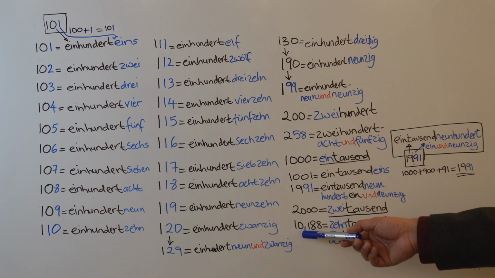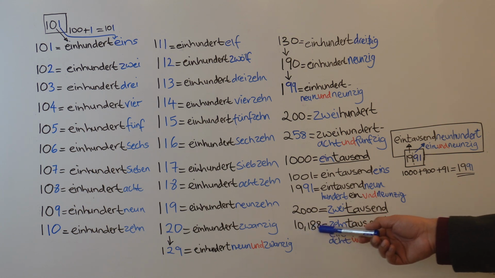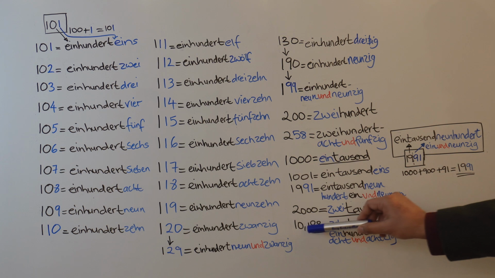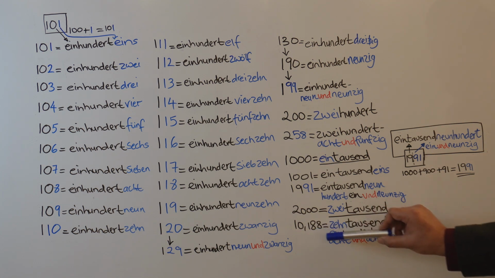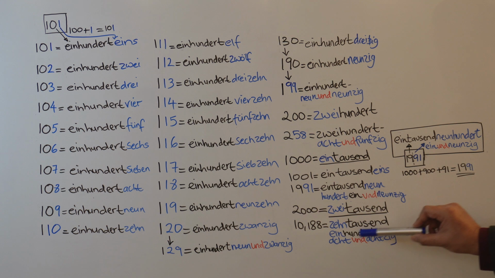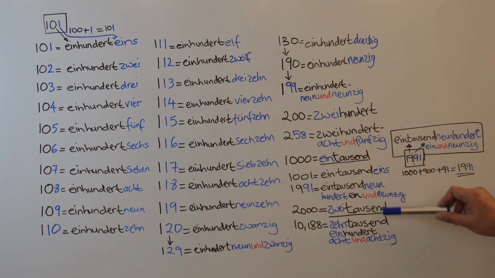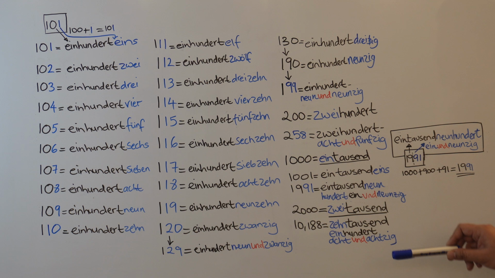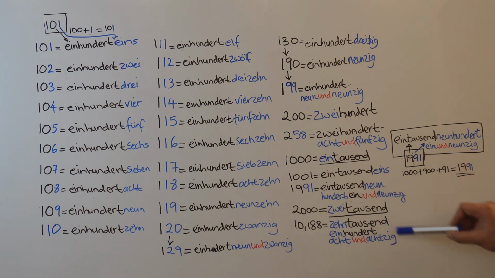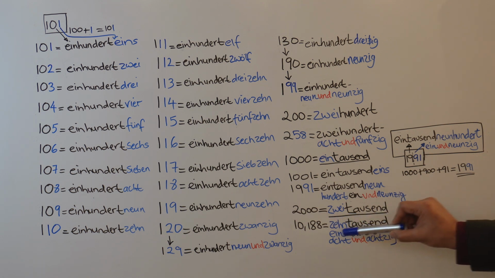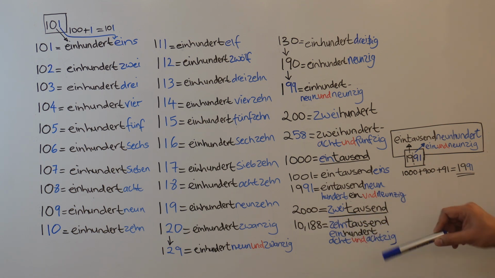So over here you see the number 10,188. So 10,000 is the bigger number, so you will call it first of all zehntausend. Then 188, hundertachtundachtzig. So it also follows the same sequence as it is pronounced in English. 10,000, 100, 88, 10,188. So it's the same principle. Very, very easy to learn. You just translate this into German and you will get it right.